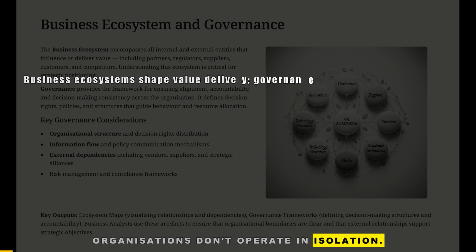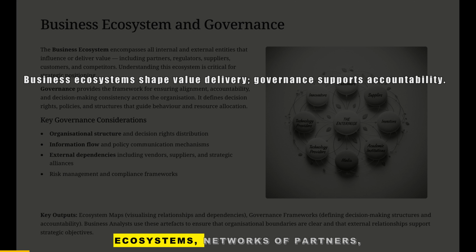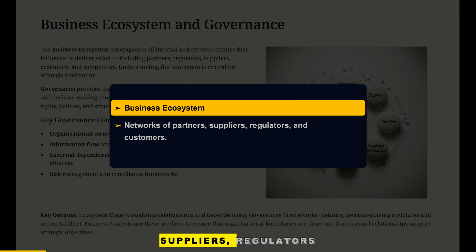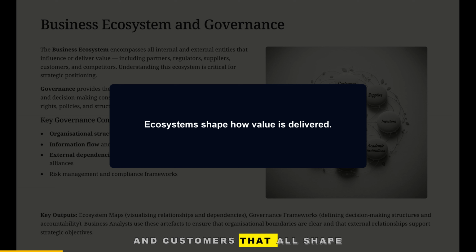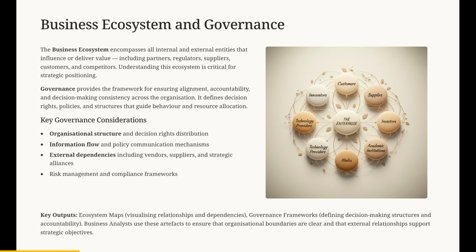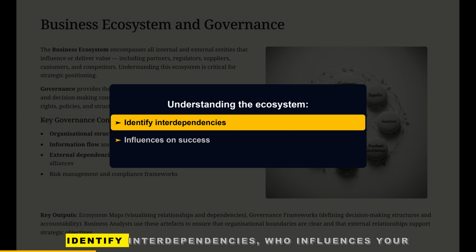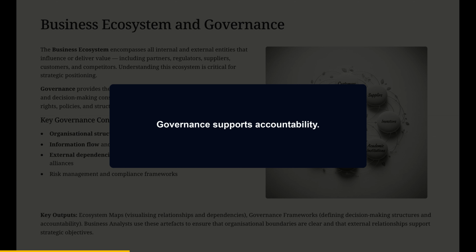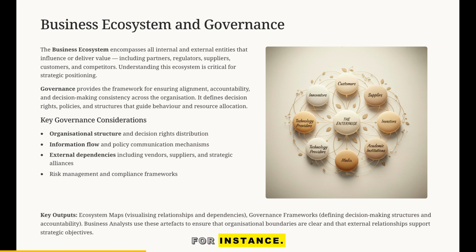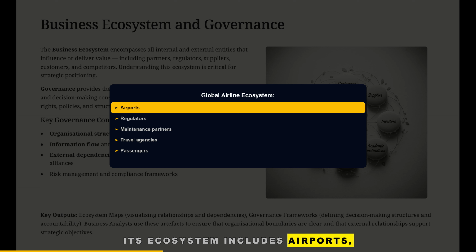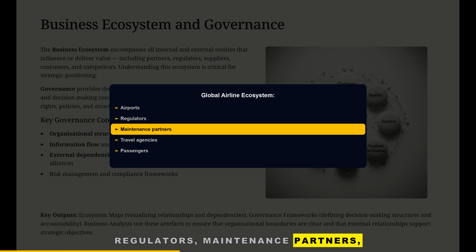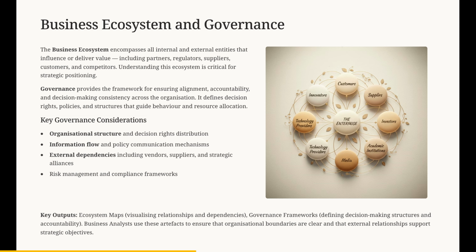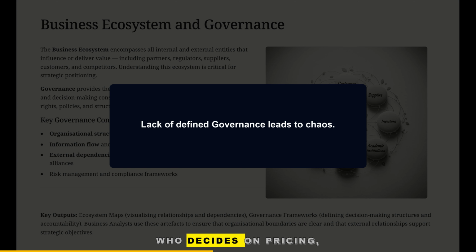Organizations don't operate in isolation. They're part of broader business ecosystems, networks of partners, suppliers, regulators, and customers that all shape how value is delivered. Understanding this ecosystem helps you identify interdependencies, who influences your success, and how governance supports accountability. Take a global airline, for instance. Its ecosystem includes airports, regulators, maintenance partners, travel agencies, and passengers. If governance isn't clearly defined, who decides on pricing, who handles delays, who manages compliance, chaos quickly follows.